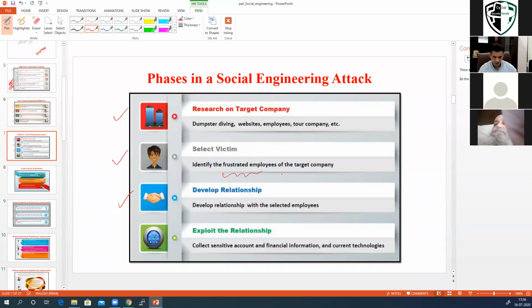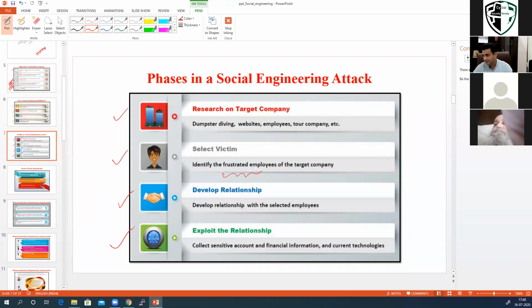And lastly, exploit that relationship. This is the last phase, in which the relationship is exploited by collecting sensitive information such as usernames, passwords, network information, whatnot, etc. So this is the trajectory actually.